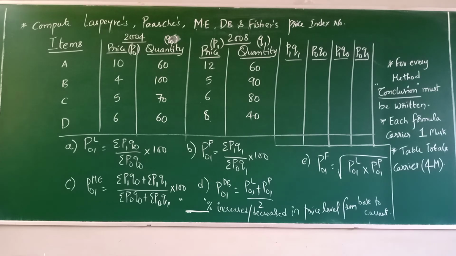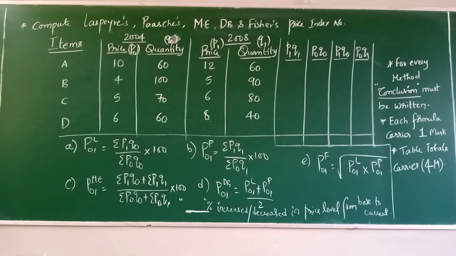4, each formula 1, formula with the procedure 5, so 4 plus 5, 9, and all conclusion writing will be 1 mark. So this is how the answer has to be taken, the conclusion has to be drawn. I hope you understand this method, Laspeyres to Fisher's price index number.